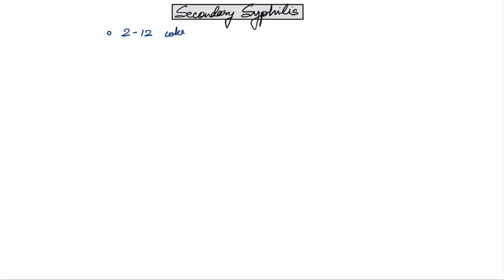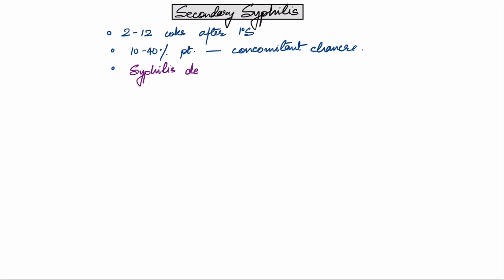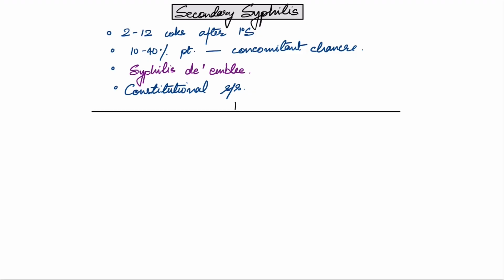Just a quick revision. Secondary syphilis presents roundabout 2 to 12 weeks after the chancre. At the time of presentation by a patient of secondary syphilis, you might see concomitant chancre in about 10 to 40% of patients. There is a term known as syphilis d'emblée. Here there is no primary chancre in the course of the disease. The patient directly presents in the secondary syphilis stage. This happens especially when there is infection of Treponema pallidum via the blood transfusion route.